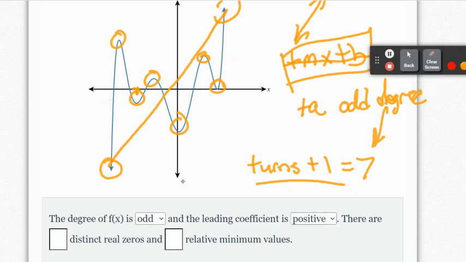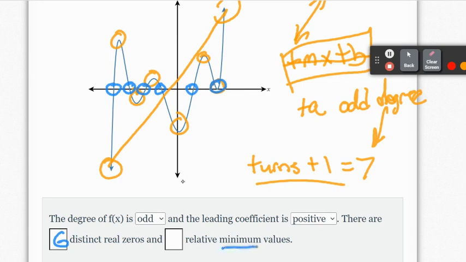So we count that up. Anytime it touches the x-axis is a distinct real zero. I'm leaving room for later, when we're going to have imaginary zeros, which are solutions that we'll find out about later. But anyway, 1, 2, 3, 4, 5, 6 distinct zeros. And then how many relative mins?